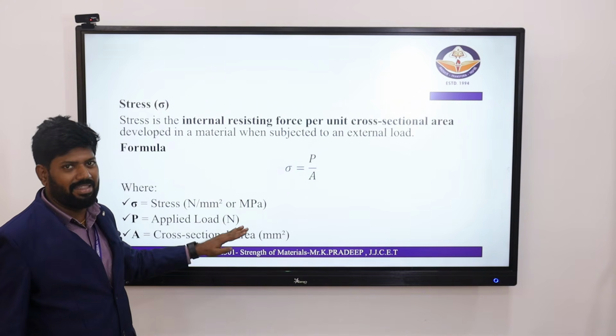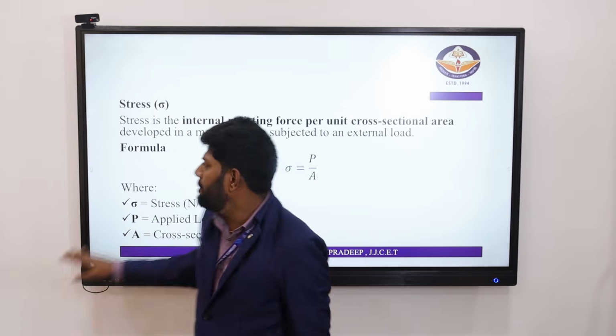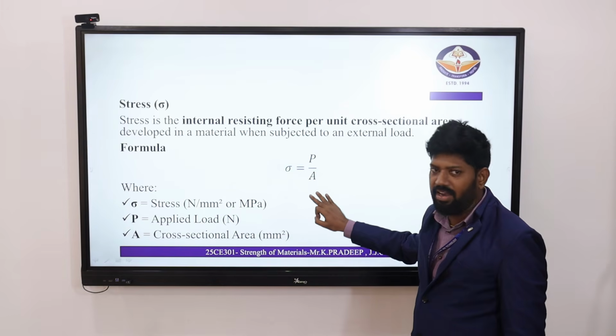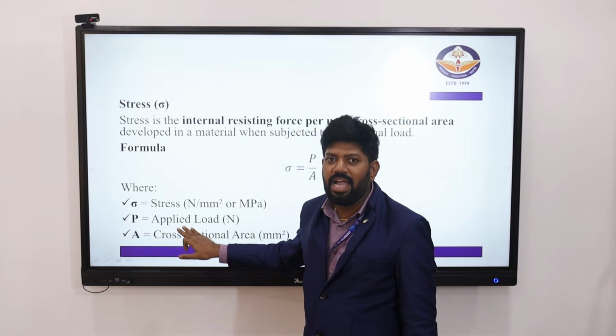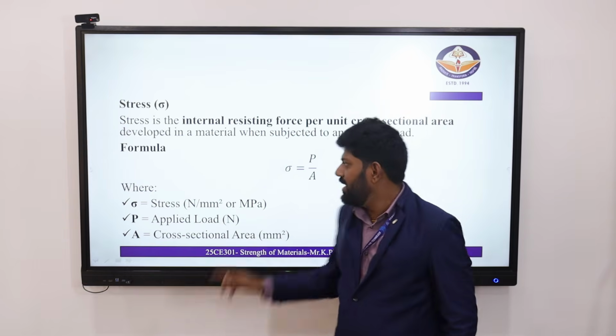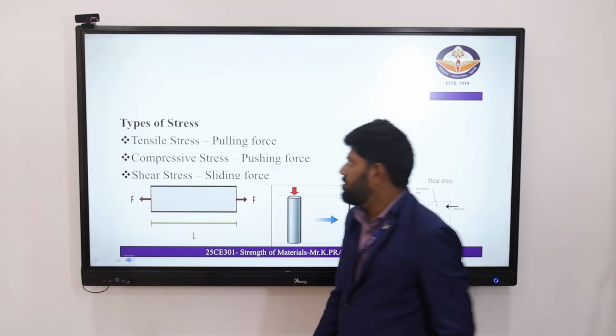Stress is denoted by the symbol sigma, which is equal to P by A, where P is the load and A is the area. The unit of load is Newton and the unit of area is mm square. So this is the basic concept of stress. Next, I'm moving to types of stresses.